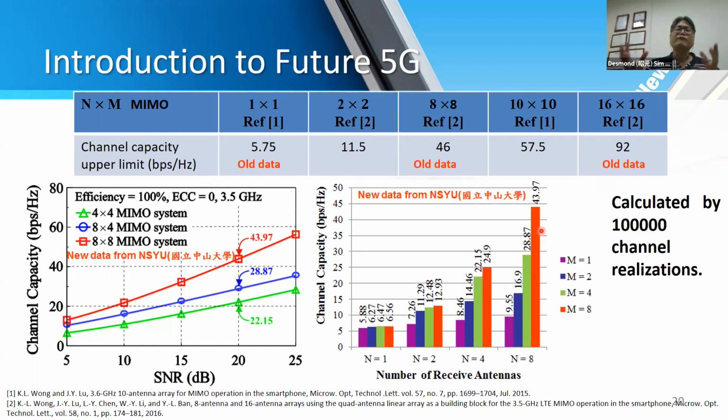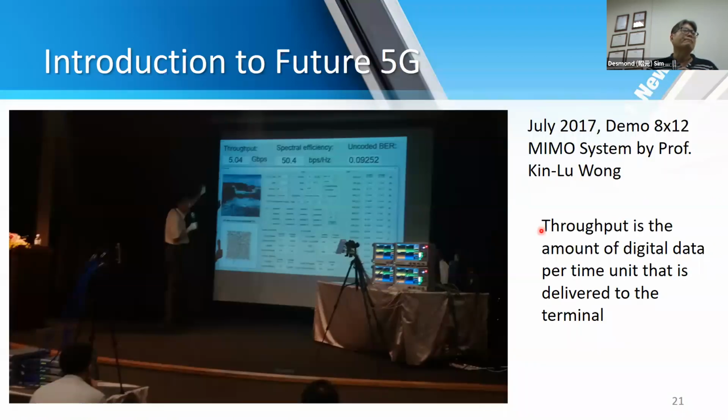And after Professor Wong developed this chart, in one of the conferences back in 2017, he provided a MIMO demo for us. And this is an 8x12 MIMO system developed by Professor Wong. In here, you can see that he showed us that he can achieve about 5.04, or 5 gigabits per second throughput. And this is real because we sent someone up there to try to touch the phone, and the throughput reduces. So this is the mobile phone we're talking about.